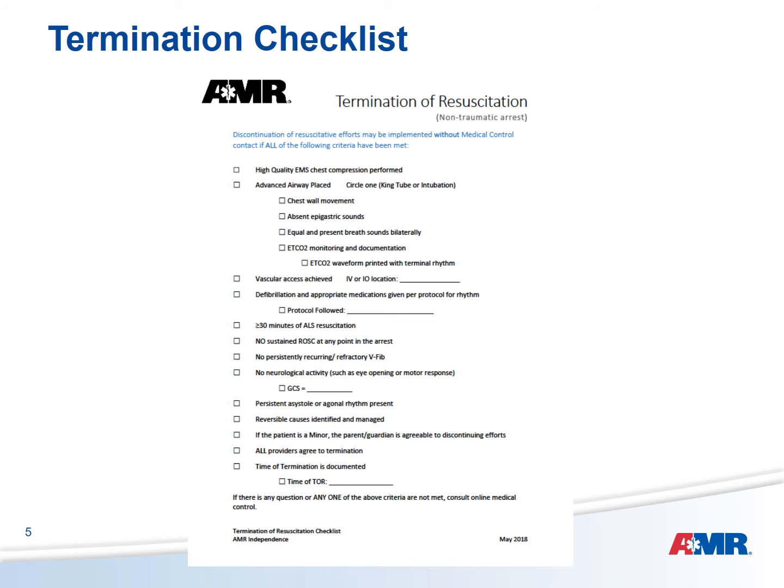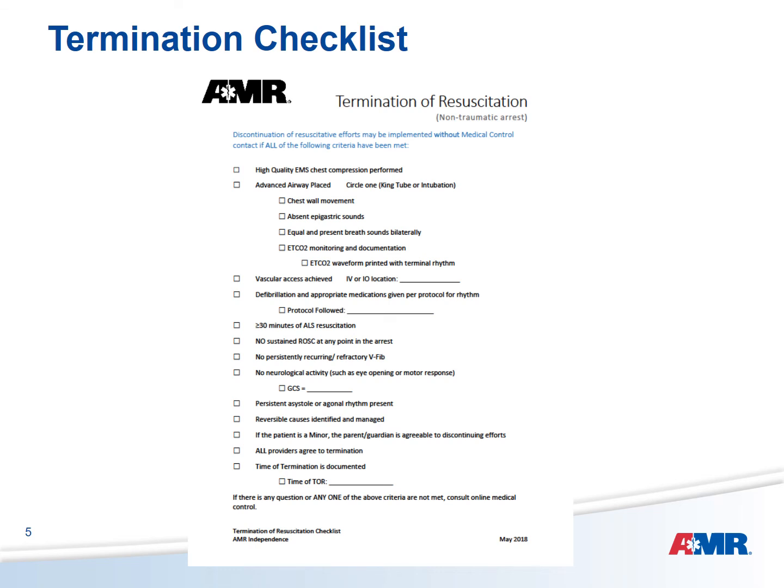If the patient is presenting in a persistent VFib or a VTach, then we should transport them, as the underlying cause of the cardiac arrest may be treatable. We want to verify that there are no signs of life. The GCS should be documented as 3. If the patient is presenting in asystole or an agonal rhythm, then that's definitely an indication for termination.